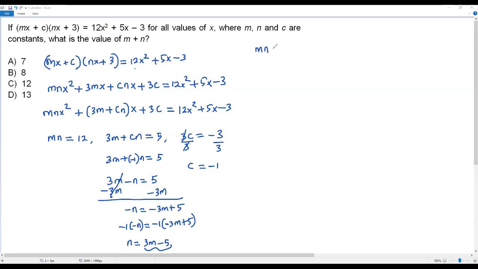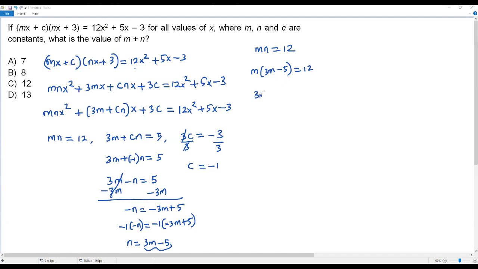So we have mn = 12. This is the first equation. In this equation, for this n, I'm going to plug in 3m − 5. In that case, I'm getting m times (3m − 5) equals 12. Okay, now let me distribute this m to 3m and −5.